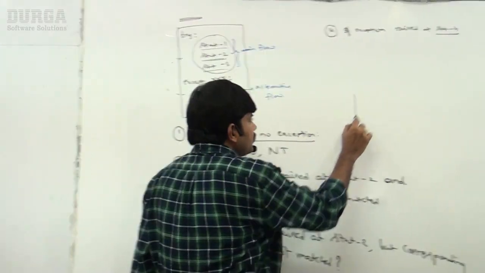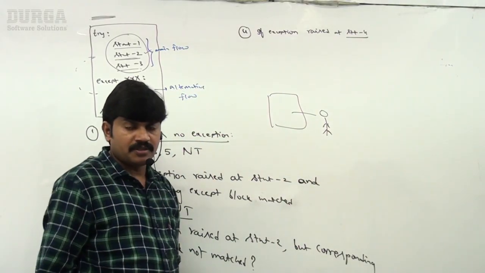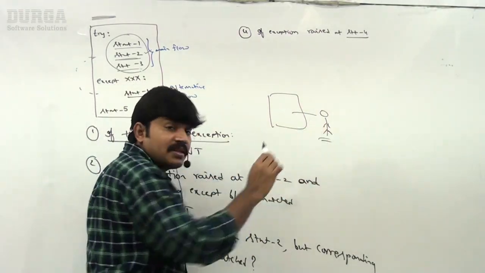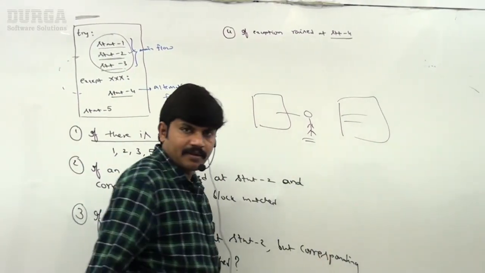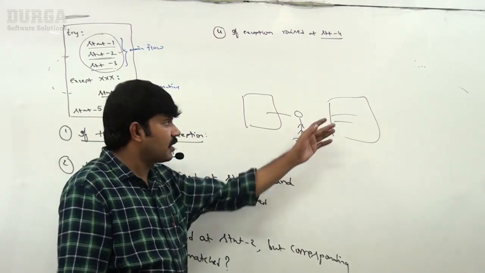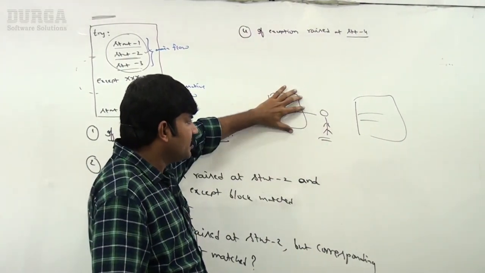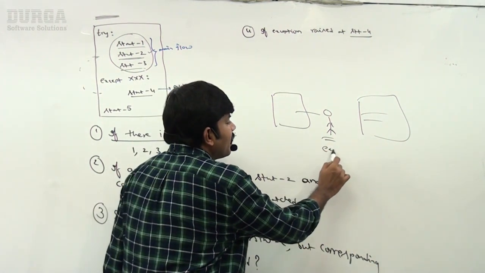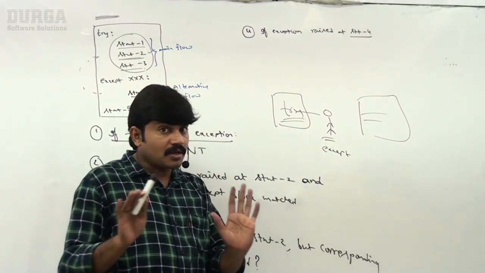Suppose for your house, you arranged one security person. If anything goes wrong in your house, this security person is responsible. Suppose in the neighbor's house a robbery happened. Can I ask the security person why the robbery happened in the neighbor's house? No chance at all, because this person is responsible only for this house, not for that house. Are you getting? Same way, this except block is responsible only for try block statements, not outside statements.